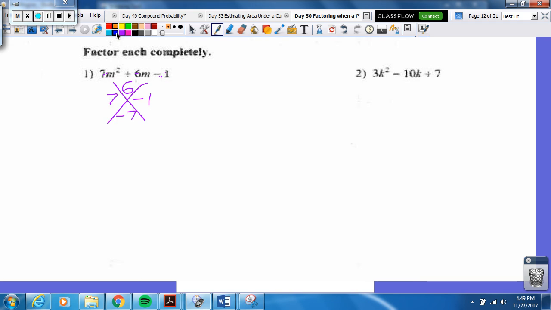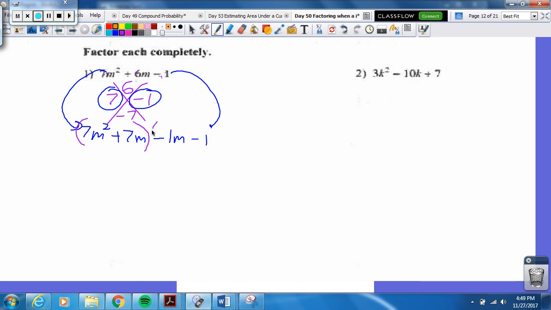You got it? 7m squared. Yeah, bring that down. Okay, let's use these middle terms now. Plus 7m minus 1m. What goes on the end? Oh yeah, tack that on. Minus 1. That's c right there. Okay, what am I going to do now? Get your parentheses going.